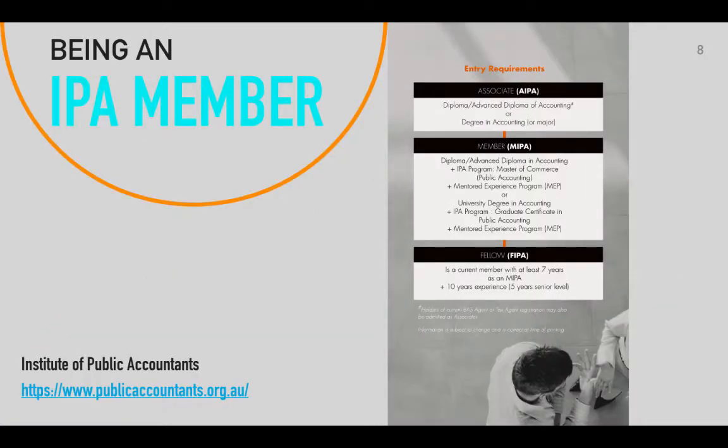So what about being a member of the IPA? Well, there are different types of membership. It's probably something you've recently looked into yourself. And we know that we could be an associate of the IPA, a member, or a fellow of the IPA. And the difference really comes down to our experience and education in the industry. And this leads, of course, to a different level of recognition in the industry as well.